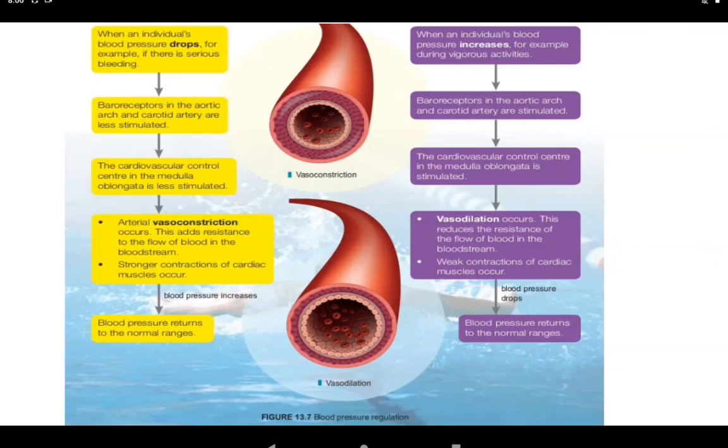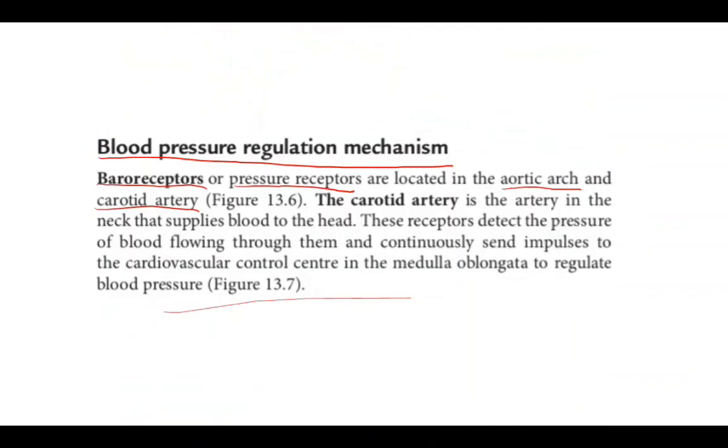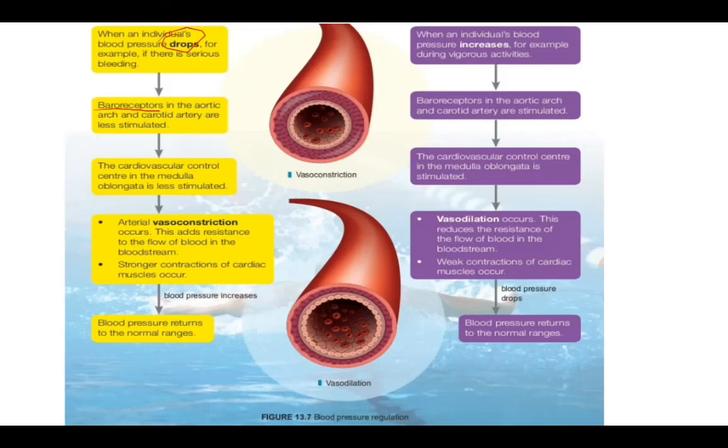Okay, bagaimana blood pressure regulation? So remember, blood pressure dia kena sesuai. Tidak boleh terlalu rendah, tidak boleh terlalu tinggi. Here, when individual blood pressure drops from normal, example if there is a serious bleeding. Baroreceptor, okay, remember what is baroreceptor? This is pressure receptor. In the aortic arch and carotid artery are less stimulated. Ingat, less stimulated. So the cardiovascular control center in the medulla oblongata also less stimulated.